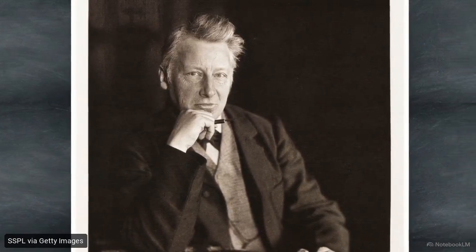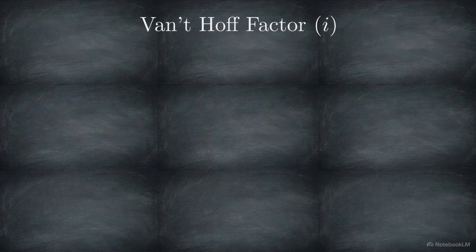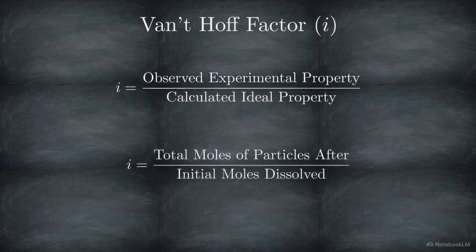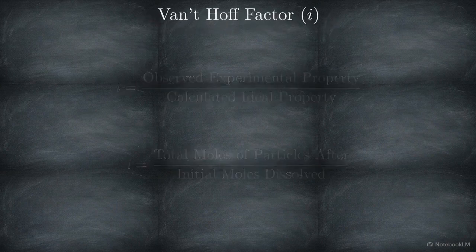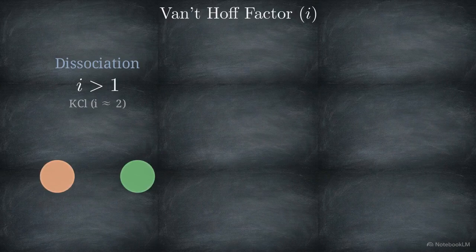To resolve this paradox, the scientific community needed a mathematical bridge. In 1880, chemist Jacobus Henricus van 't Hoff provided the exact correction factor required. He introduced the van 't Hoff factor, the variable i. It is calculated by taking the observed experimental property and dividing by the calculated ideal property. Physically, i equals the moles present after dissociation or association divided by the initial moles dissolved. This gives us a clear diagnostic metric. If i is greater than 1, the solute is actively dissociating.